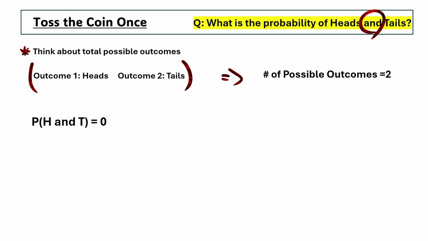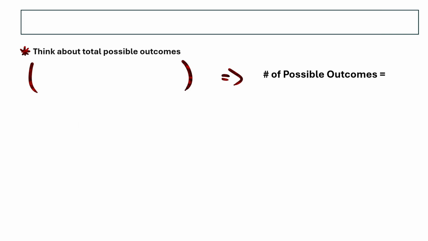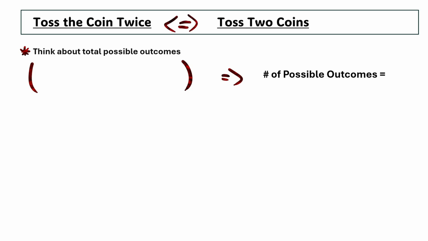Okay, for our next question, I'm first going to erase everything. And now we're going to consider a whole new experiment where we toss the coin twice. So before we tossed the coin only once, now we're tossing it twice. So it's getting much more interesting. And keep in mind that the experiment tossing the coin twice is going to be the same as the experiment where we toss 2 coins at the same time.